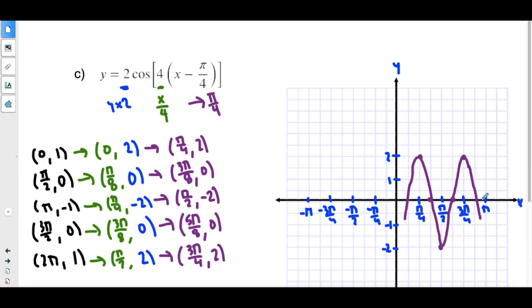But that's the basic idea when you are graphing different transformations of trig functions. You take your original points, for either your sine graph or cosine graph, and then you apply the different transformations to the points to get your new points and your new graph.